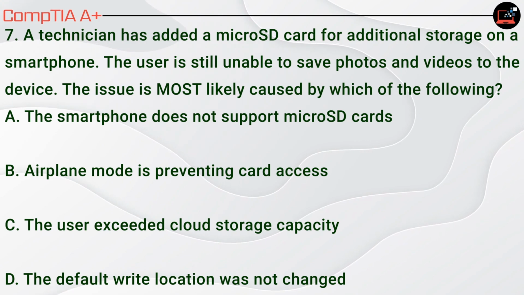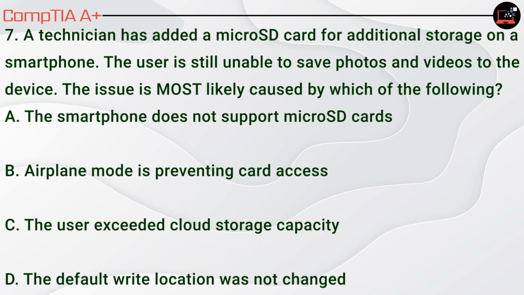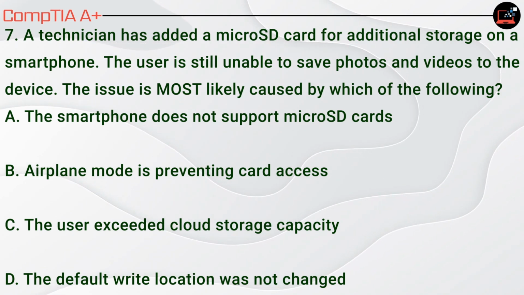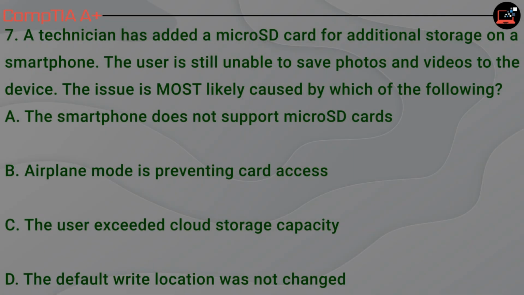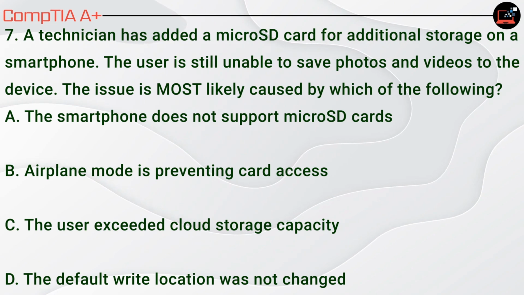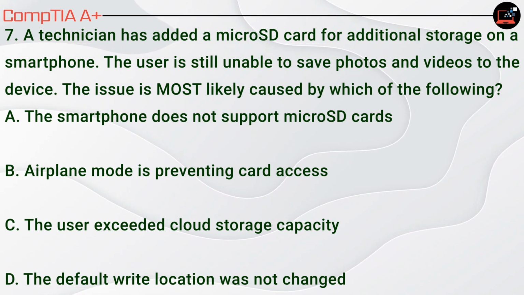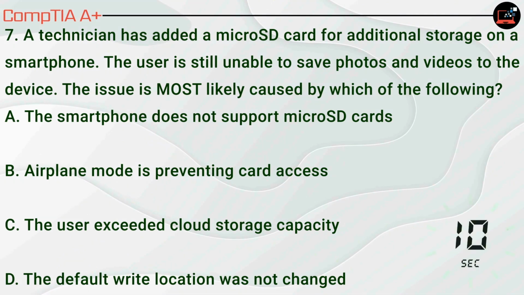Seven, a technician has added a micro SD card for additional storage on a smartphone. The user is still unable to save photos and videos to the device. The issue is most likely caused by which of the following? A. The smartphone does not support micro SD cards. B. Airplane mode is preventing card access. C. The user exceeded cloud storage capacity. D. The default write location was not changed.